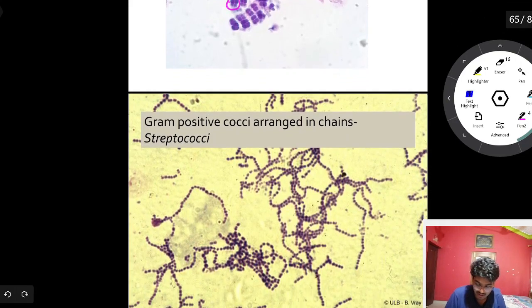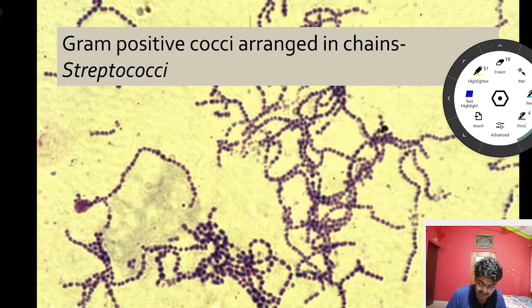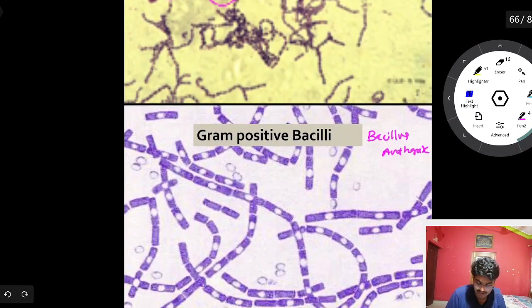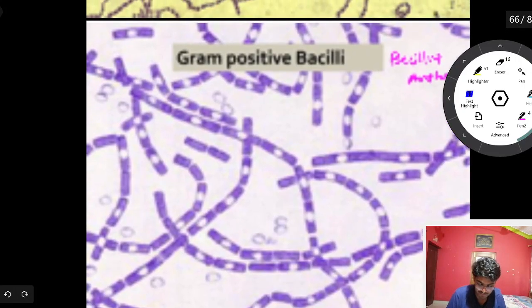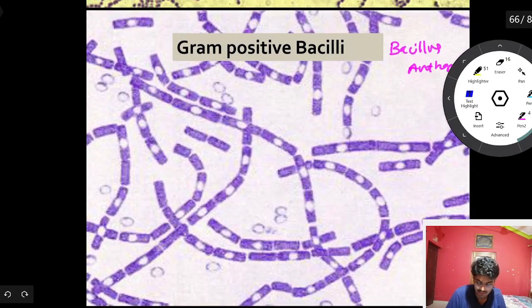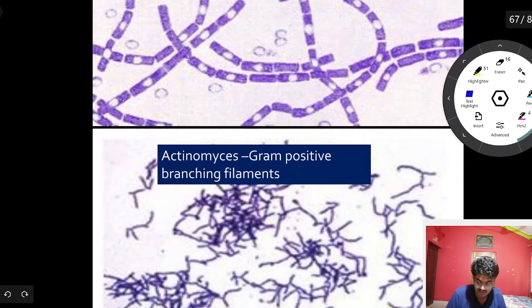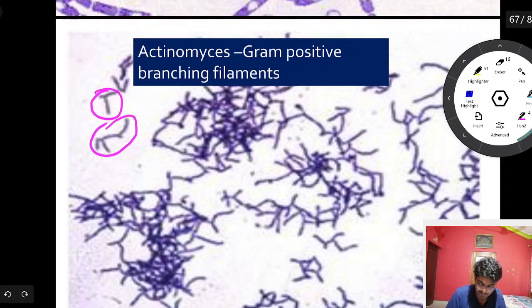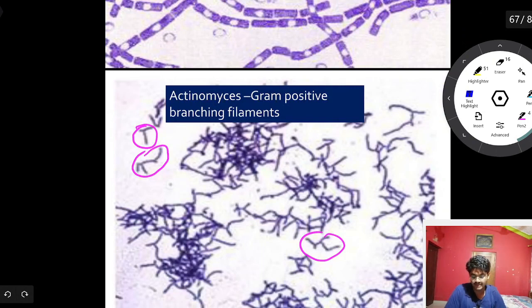Then there are gram positive cocci arranged in chains, that is Streptococcus. Staphylococcus are in clusters, Streptococcus are in chains. Then there is gram positive bacillus, our Bacillus anthracis, which has indigenous spores. Gram positive bacillus, rod shaped arrangement as in chains, Bacillus anthracis. Then there is gram positive bacillus arranged as branching filaments. These are actinomycetes. You see there is branching from the bacillus. These are actinomycetes, gram positive branching filaments.